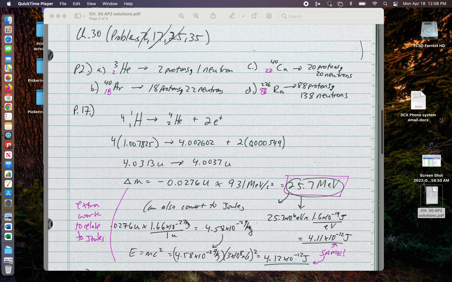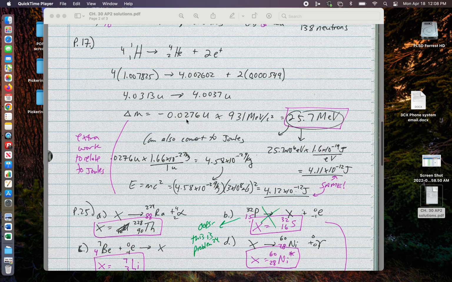You could convert this to joules also. There's a couple ways you could do that. You could convert atomic mass units to kilograms, and then use E equals mc squared, or you can convert MeV to joules.